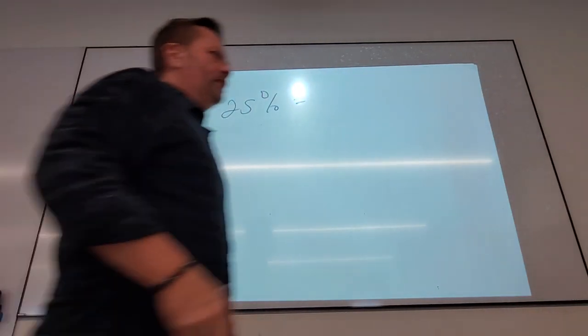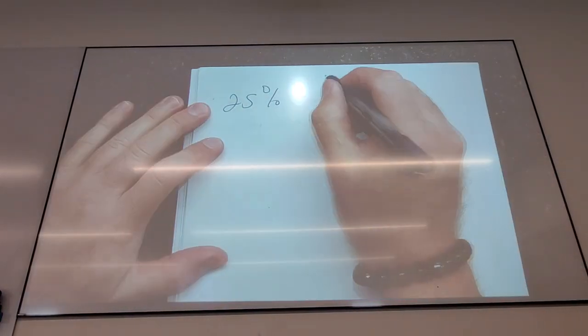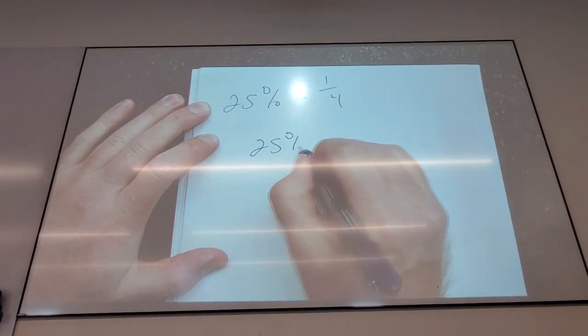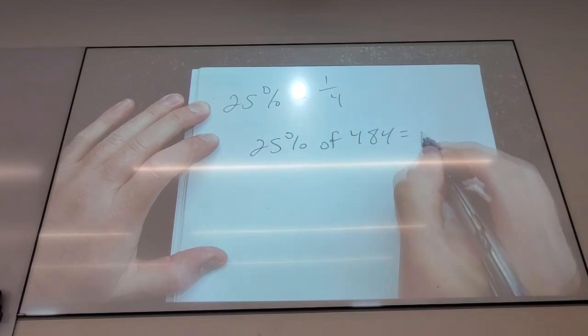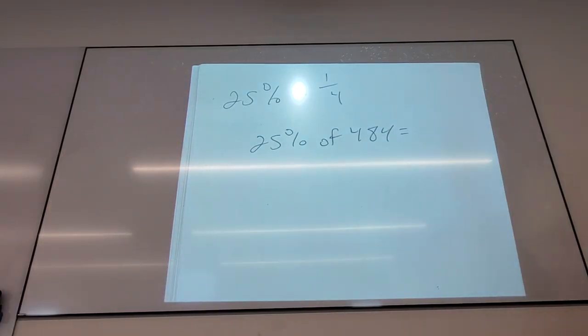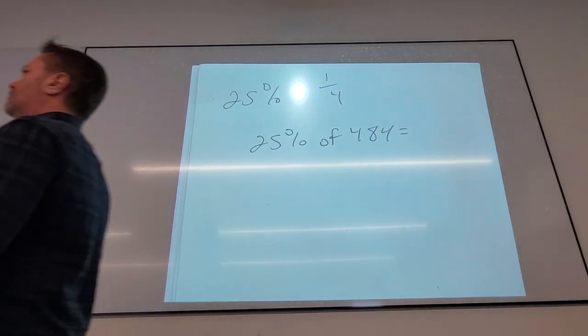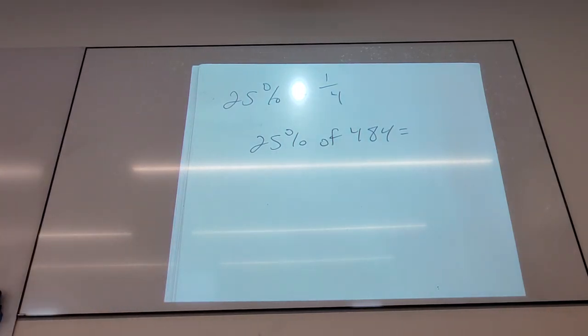So if I said something like 25% of 484, could you do that in your head? Yeah, you could. Give yourself more credit. What does 25% mean? As a fraction, 1/4. What does 1/4 mean? Take whatever it is and divide it by 4, or cut it in half and cut it in half again. So when I say 25% of something, I can automatically think divided by 4.